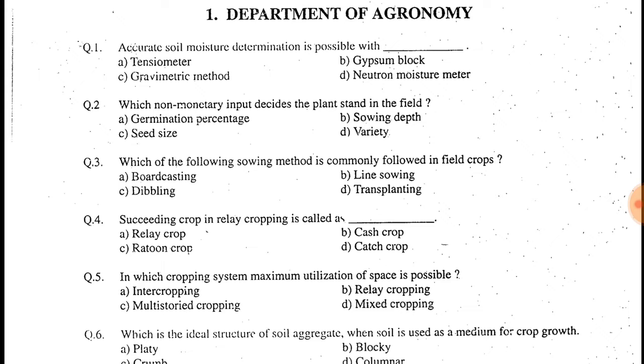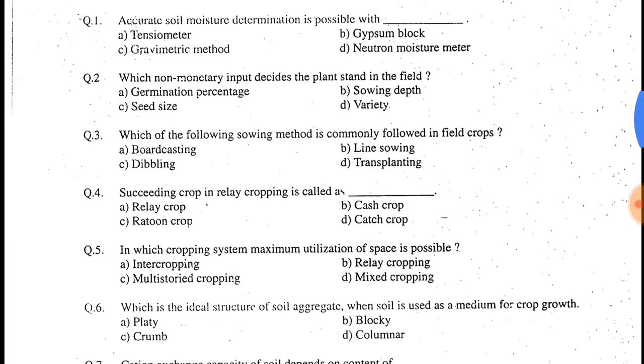Question number 4. Succeeding crop in relay cropping is called as? Catch crop. Question number 5. In which cropping system is maximum utilization of space possible? Multi-storied cropping.